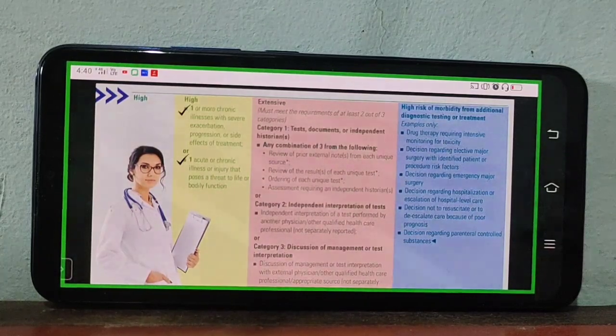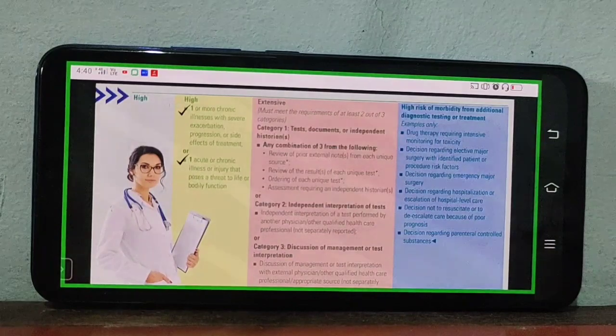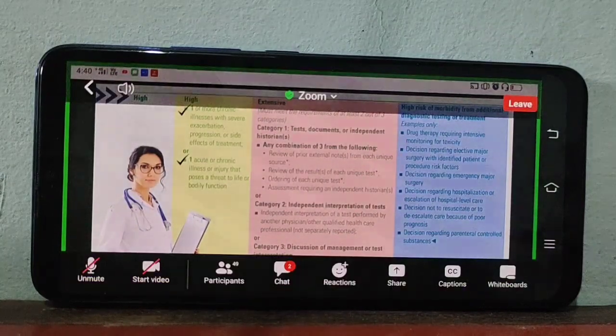And for high MDM, drug therapy requiring intensive monitoring. Suppose a patient is admitted into the ICU, or a patient is isolated to avoid toxicity for monitoring. So simply, a patient admitted into critical care, that means high intensive procedures, high monitoring service, that will get 1 point. There are 6 points in this risk column. Of these 6, I need any one.